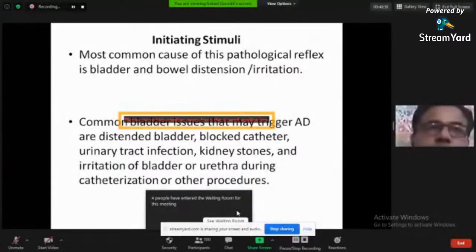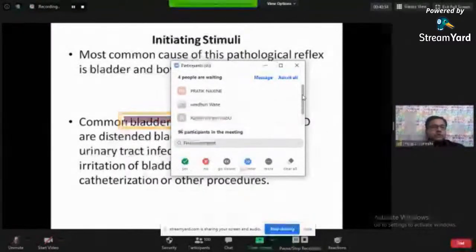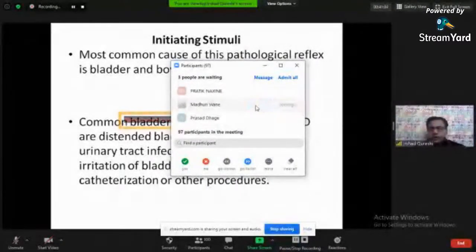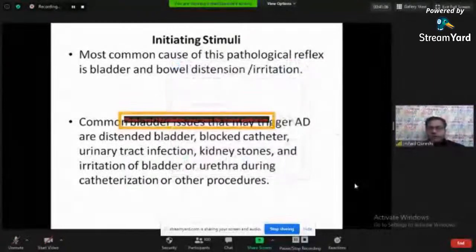So you can imagine how this cause runs parallel with our spinal cord injury patients, because they are going to have indwelling catheterization. There are a lot of chances of kinking and blockage, and this cause runs parallel with each and every patient, each and every moment. The common bladder issues that may trigger autonomic dysreflexia are a blocked catheter, urinary tract infection, renal stones, and irritation of the bladder or urethra during catheterization or during other procedures also.